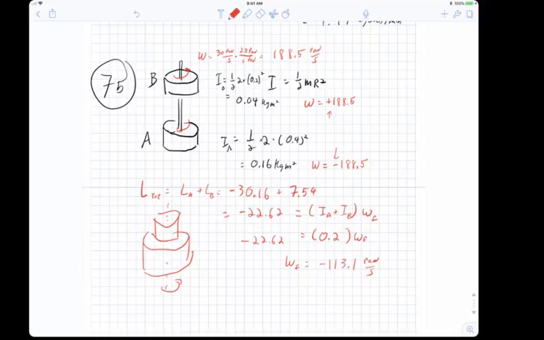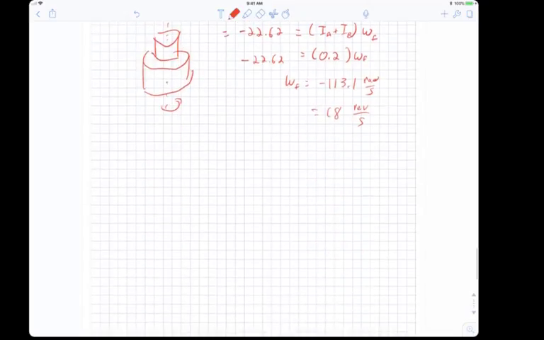Oh, they want revolutions per second, so I guess I'll divide that by 2 pi, because there's 2 pi radians in a circle. So it's 18 revs per second. And that's 75. So let's move on to the next questions.